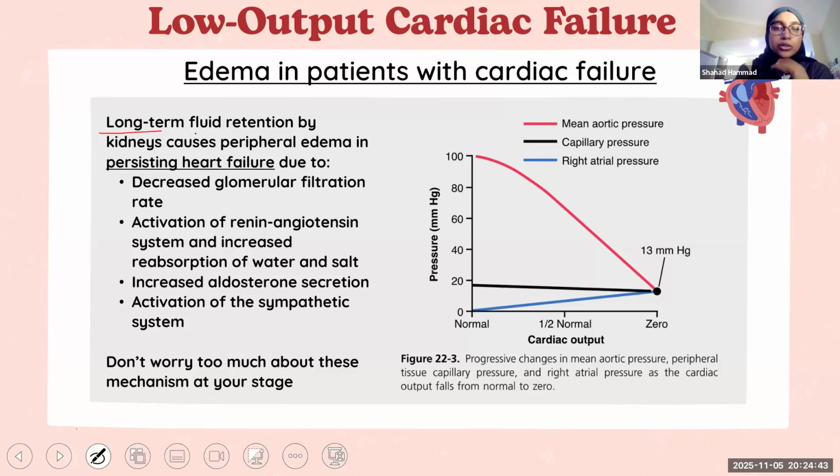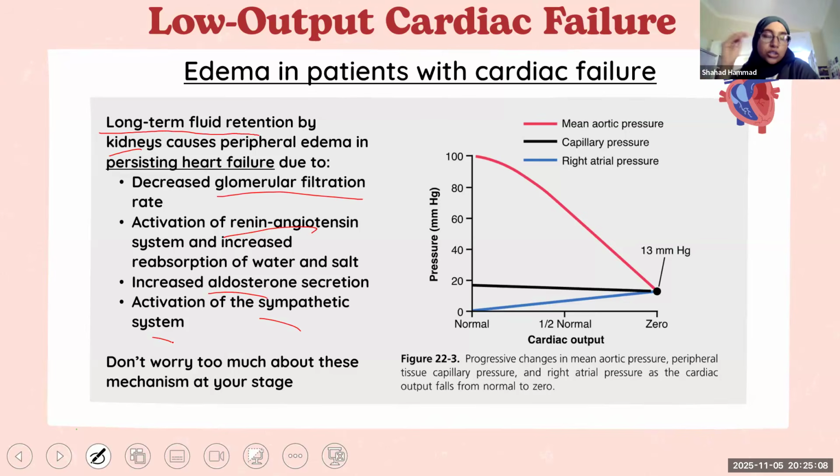The long-term fluid retention by the kidneys. Again, the kidneys are doing all these different things to increase the blood pressure, and there's more fluid. This will all cause the peripheral edema to happen more efficiently because the blood pressure in the capillaries is increasing. These are due to many mechanisms: glomerular filtration, renin-angiotensin, aldosterone, sympathetic system. Again, don't focus on the specific mechanisms. They're going to be discussed in your renal block.